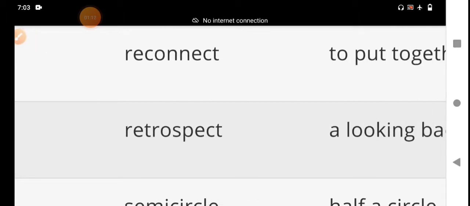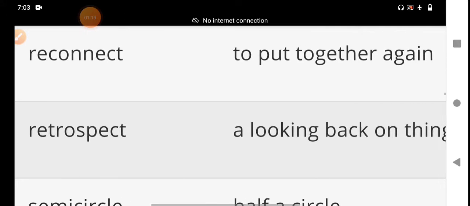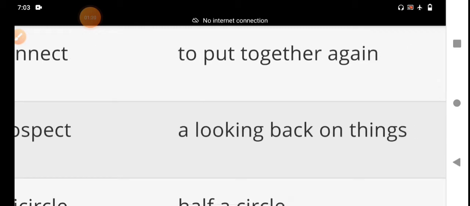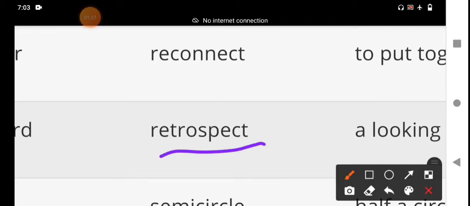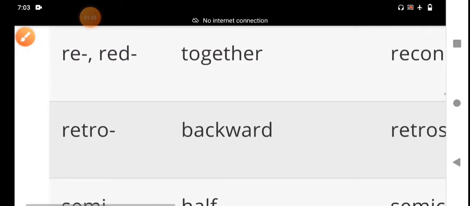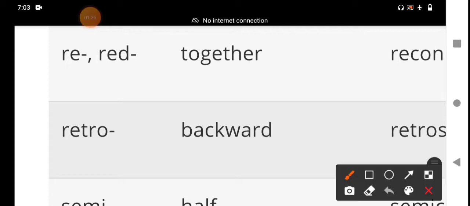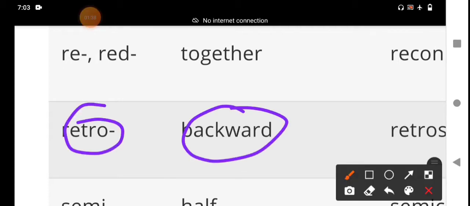For instance, retrospect. And what is the meaning of retrospect? A looking back on things. Here retro means backward. The meaning of the retro, backward. That means this is looking backward at things.